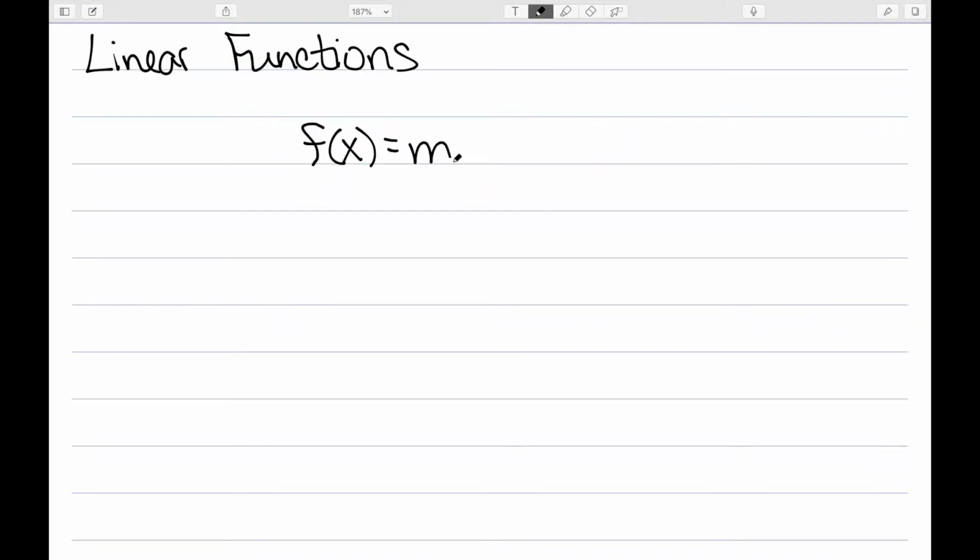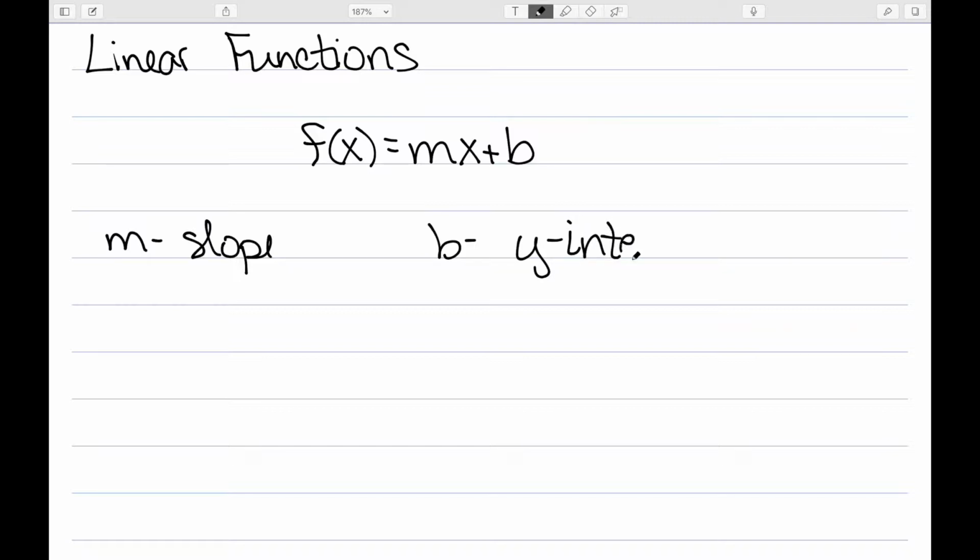Now that we're more comfortable with functions, let's look specifically at linear functions. These are going to be of the form f of x equals mx plus b. And while we've talked about lines before, let's do a quick reminder. m is the slope, and b is the y-intercept. So let's look at a few examples.